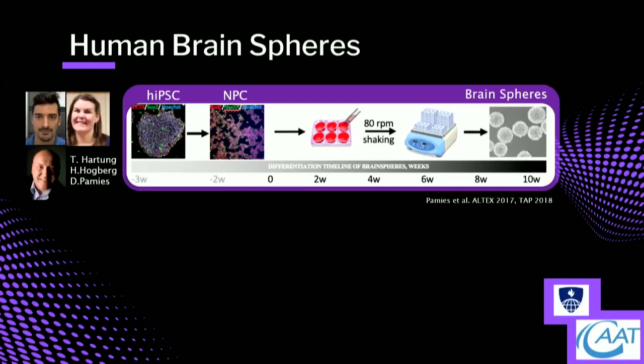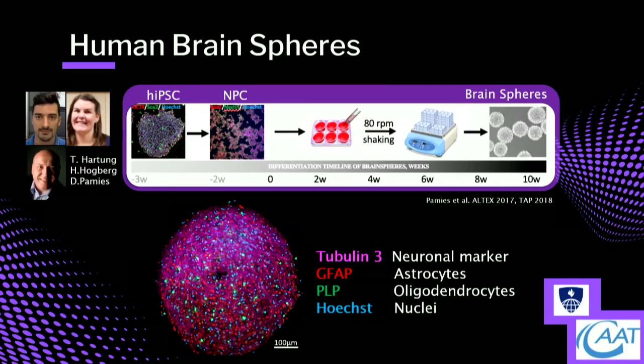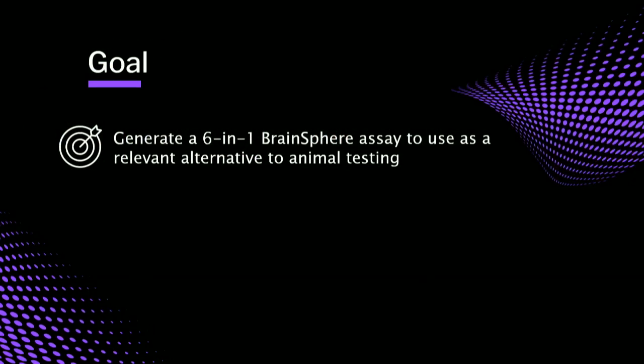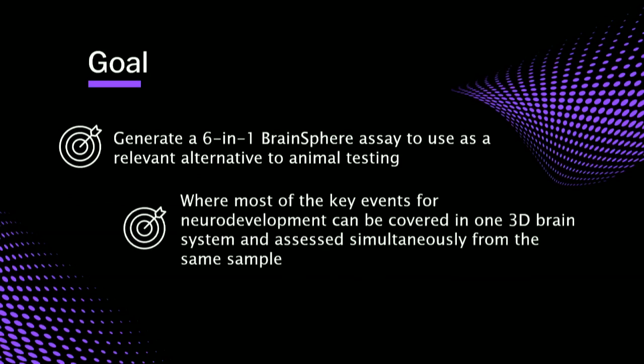Now we have many technologies, like 3D microphysiological systems. So in our lab, we developed this brain sphere model from iPSCs. This model has different types of neurons, astrocytes, and oligodendrocytes, and is electrophysiologically active. This way, the goal of my project was to generate a 6-in-1 brain sphere assay to use as a relevant alternative to animal testing, where most of the key events for neurodevelopment can be covered in one 3D brain system and assessed simultaneously from one sample.